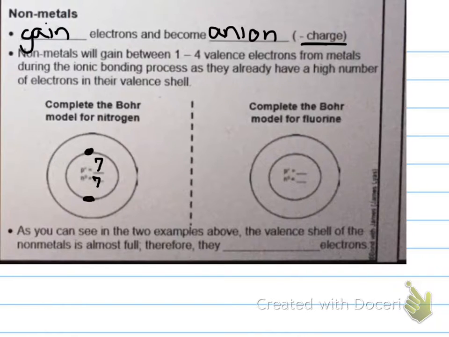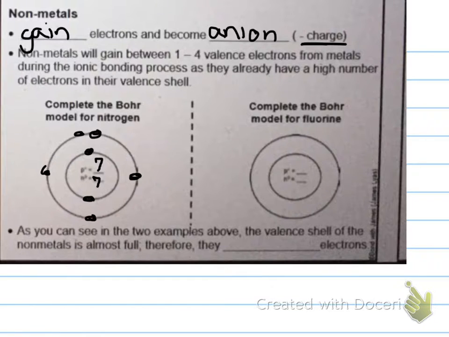We are not drawing ions right now. We are drawing atoms, which are neutral. So for atoms, protons equal electrons. So there are 7 electrons, just like there's 7 protons. So we have 2 on the first shell, and then 5 on the second shell. So this is nitrogen. Go ahead and pause the video and draw the Bohr model for fluorine.